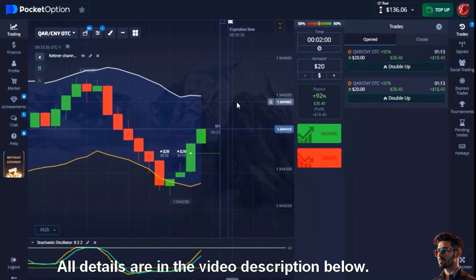So guys, let's wait and see if this is going to be a good one. We have like a minute and 11 seconds left to close the trade. So let's wait and see if this is going to be a good one in the next 1 minute.